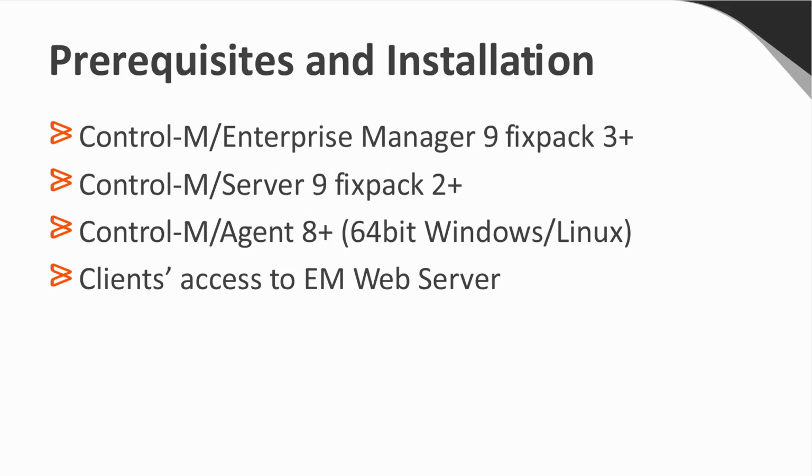So first, regarding the prerequisites, we require a certain level of the Control M to install the managed file transfer. Your enterprise manager must be at version 9, FixPack 3 or higher, the server at version 9, FixPack 2 or higher, and the Control M agent at version 8 with 64 bits installed if you're on a Windows or Linux machine. In order for the clients to be able to download the MFT, they have to have access to the Enterprise Manager web server. So this is also a prerequisite. We need to make sure that the clients have access to the web server in addition to everything else.